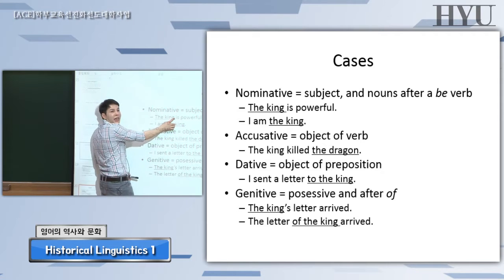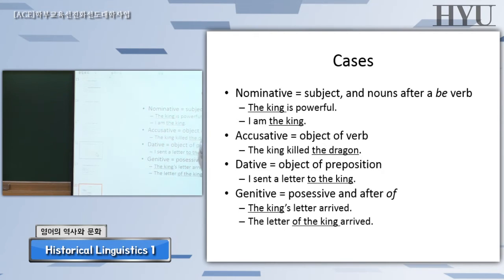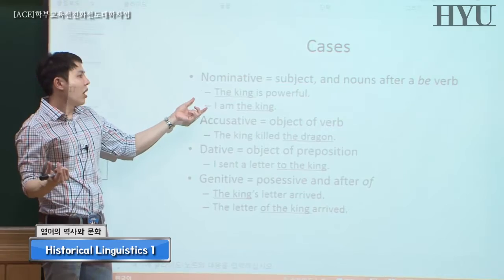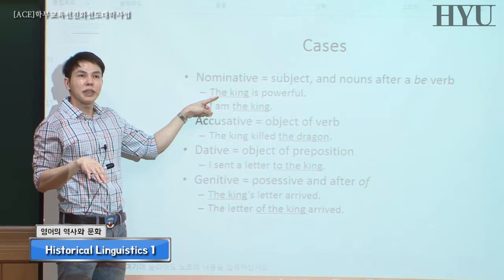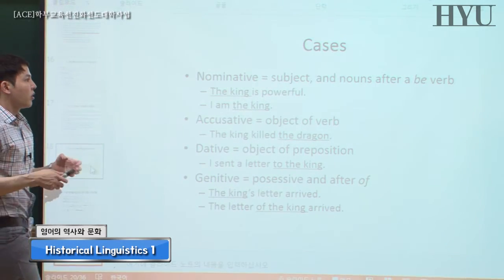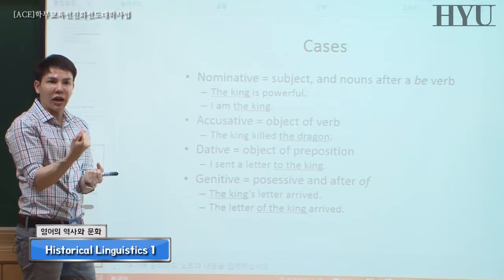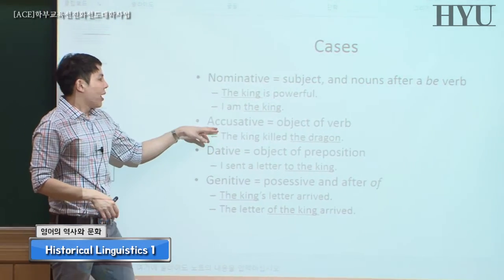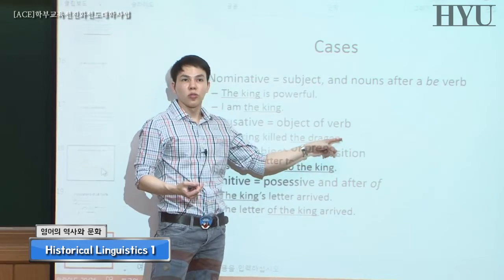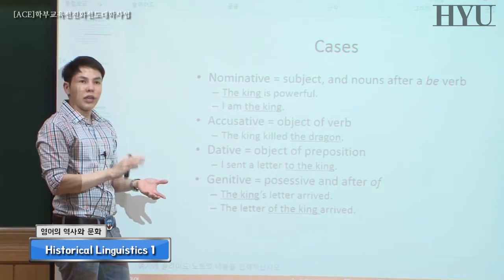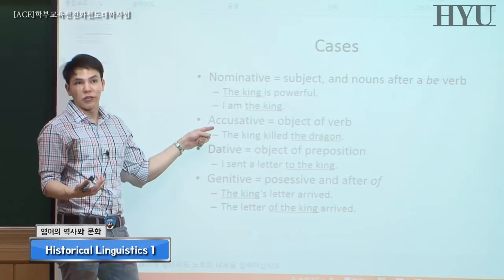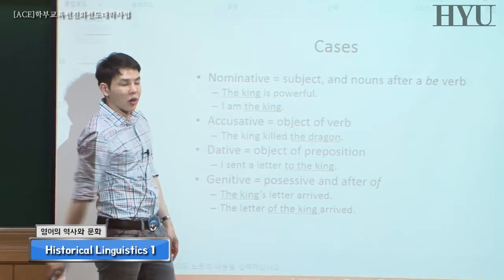We don't mark the king with anything if it's singular, right? But in pronouns, we have a different form, I and me. But if it's just a regular noun, in present day English, we don't mark the nominative case, you see? It's 0, right? The king is the king. You don't have any suffix to mark that it's a subject. Accusative also, object of the verb. In modern English, if it's a noun, you mark it with a 0, nothing if it's singular. If it's plural, you add an S, but still you don't mark it as an object, as an accusative case. But with pronouns, you do.